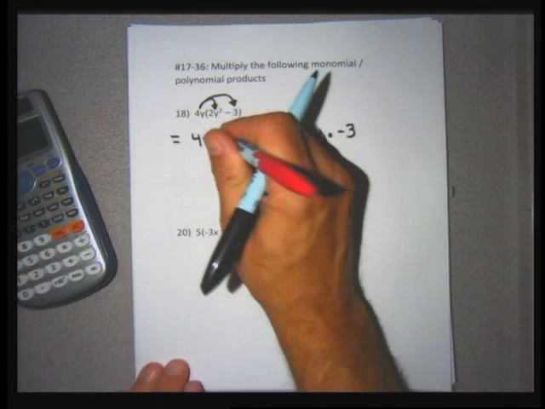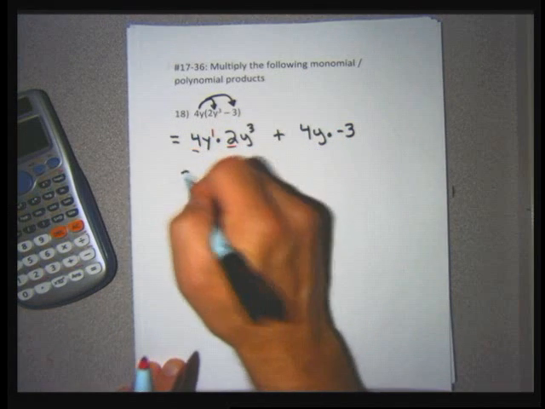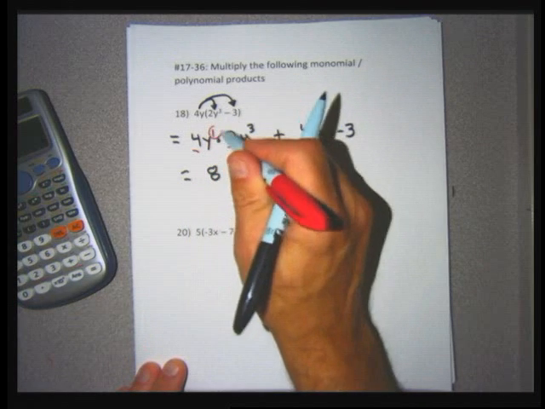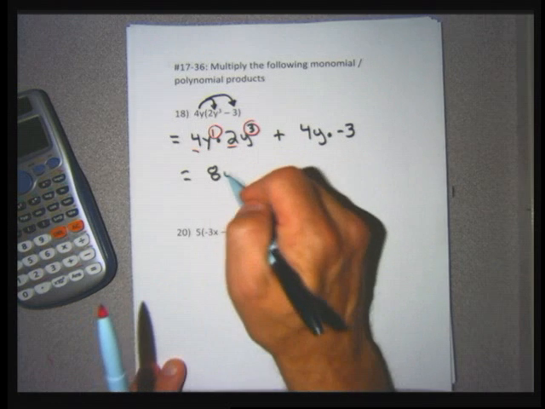The first multiplication, I'm going to multiply the 4 and the 2 and pick up an 8. And I'm going to add the exponents on the y's. The first y has an exponent of 1, the second y has an exponent of 3, and I'll get y to the 4th.